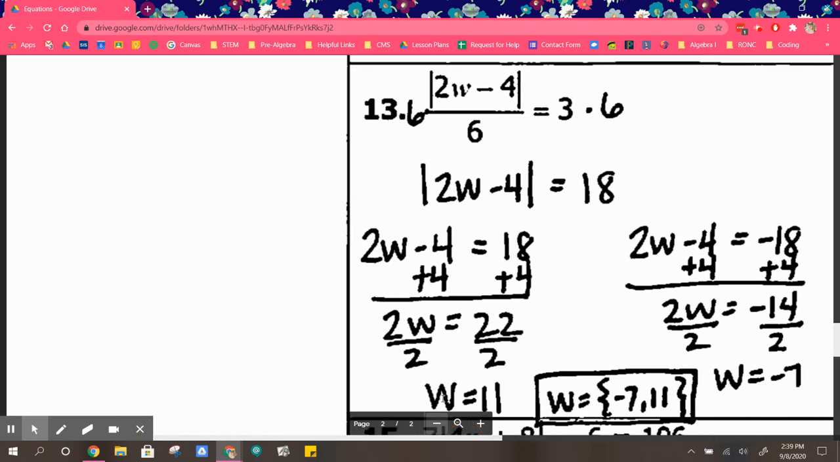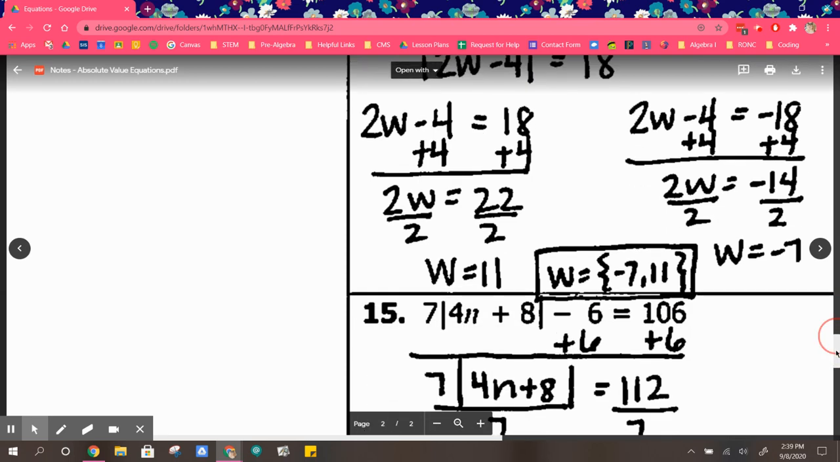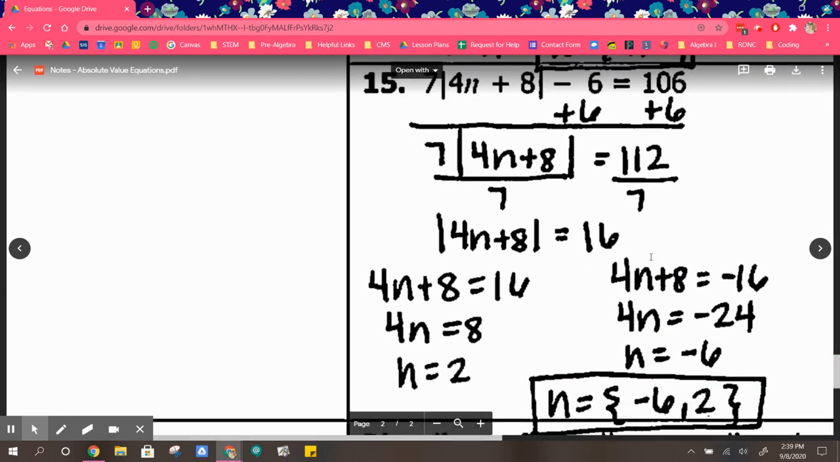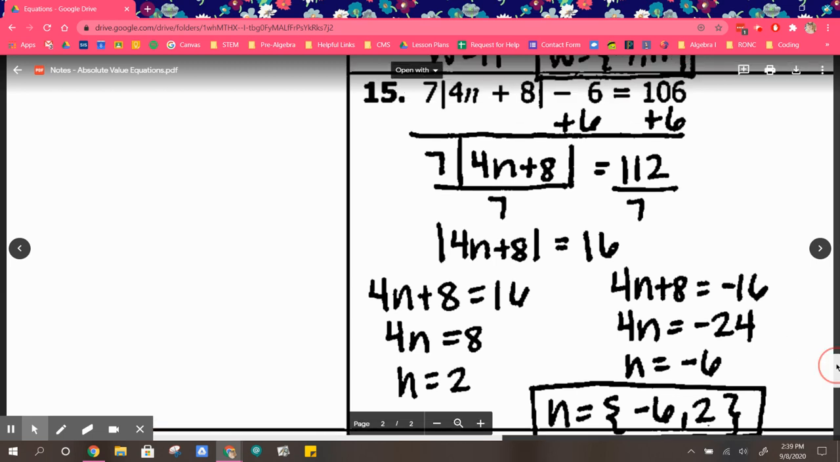All right, for number 15, same idea. Okay, we've got multiple things happening here. We're trying to get that absolute value part by itself right here. So we want to go ahead and get rid of our minus 6 first. And to get rid of our minus 6, we need to add 6 to both sides, like you see here.